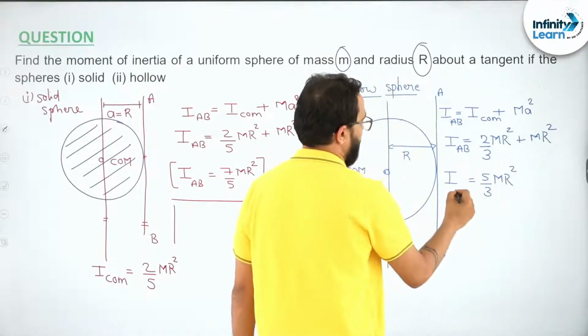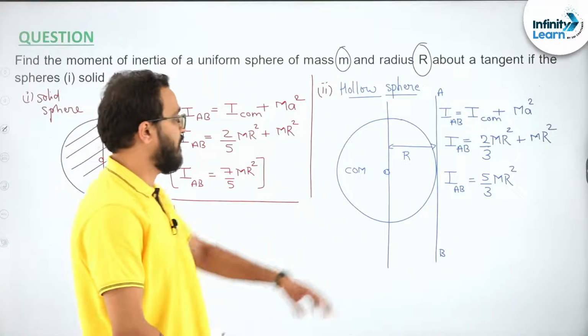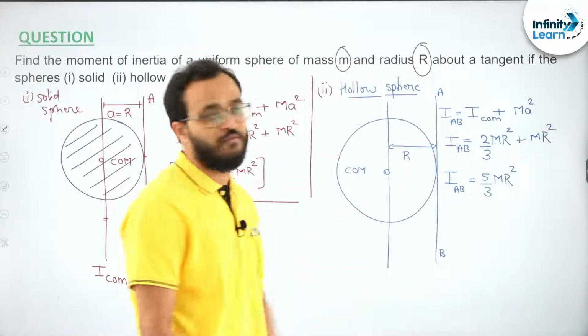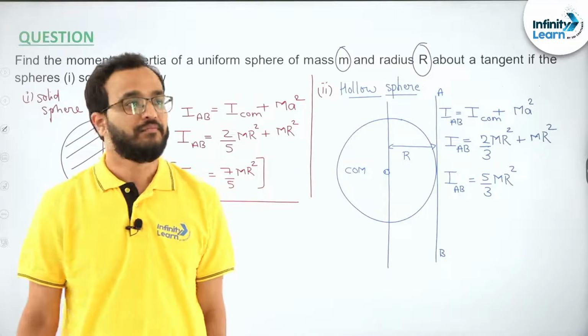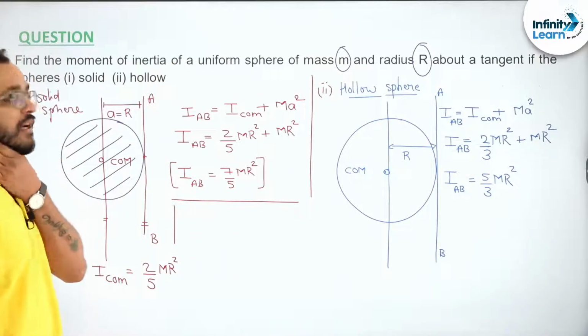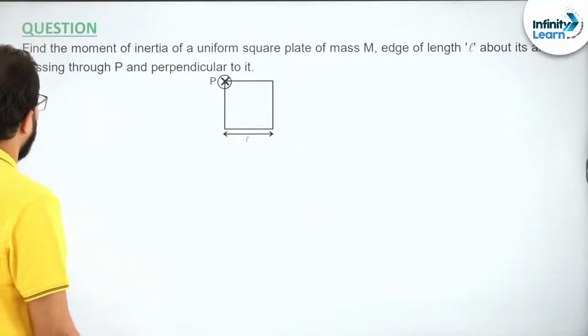So this is something very easy. Now this has made our job so easy, otherwise it would have been so difficult to integrate from this particular axis and get the value of moment of inertia. So don't you think it has become so easy for us, right? So the parallel axis theorem makes our job a lot less painful. Now let's do this question.